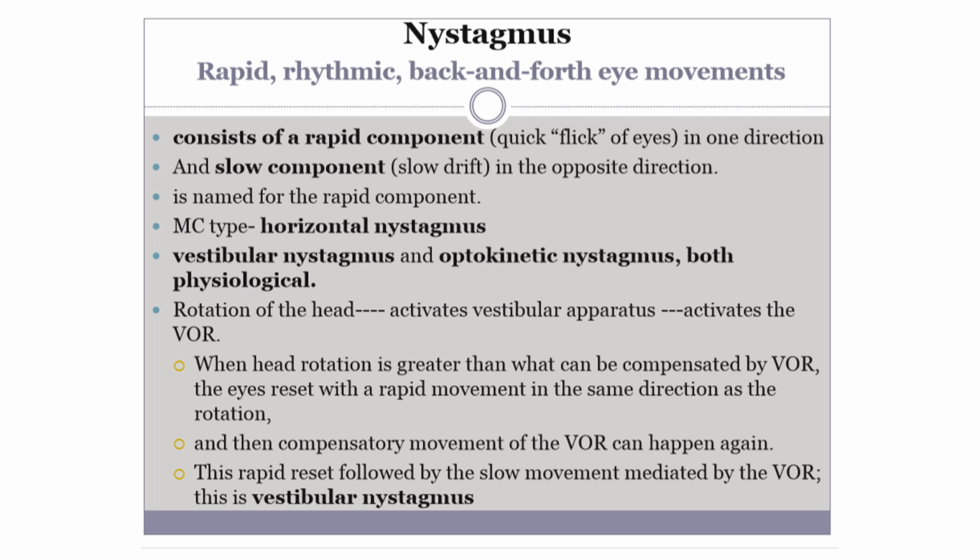Both of these are going to be physiological. We see rotation of the head activating the vestibular apparatus, which activates our VOR, our vestibular ocular reflex. When head rotation is greater than what can be compensated by our VOR, the eyes reset with this rapid movement in the same direction as rotation, and then compensatory movement of the VOR can happen. The rapid reset, followed by the slow movement mediated by the VOR, is called vestibular nystagmus.